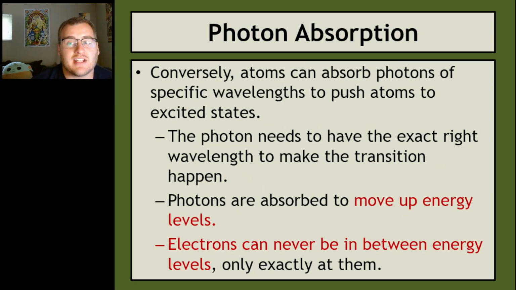Conversely, atoms can absorb photons of specific wavelengths to push electrons, I should say, to excited states. I guess either way it works. The photon needs to have the exact right wavelength to make the transition happen. Photons are absorbed to move up energy levels. Electrons can never be in between energy levels, only exactly at them.